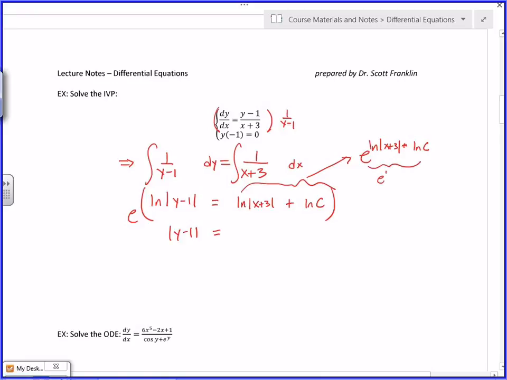This is e to the natural log of x plus 3 times e to the natural log of c, right? You're multiplying two exponentials with the same base, so you add their exponents. And now, what's e to the natural log of c? C. It just cancels out and leaves you with c. So you have c, and the first one cancels out also and leaves you the absolute value of x plus 3. Why times? Because of this times right there.